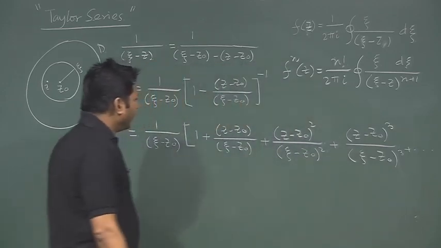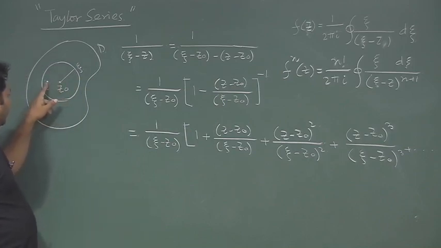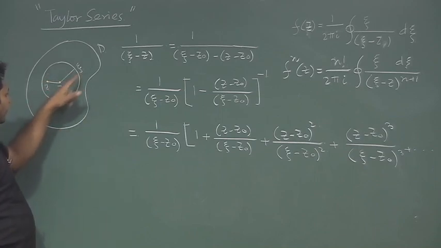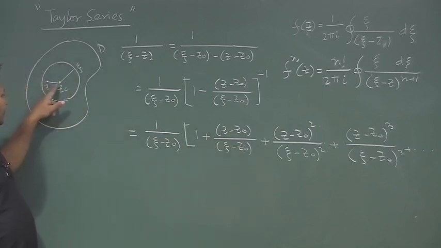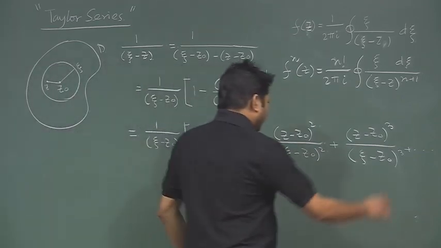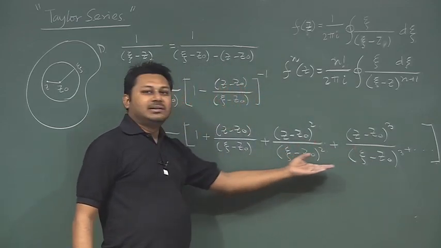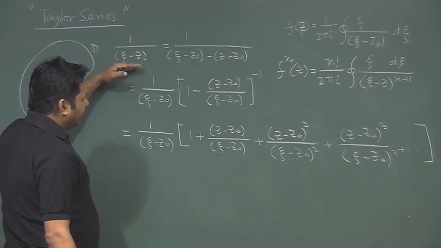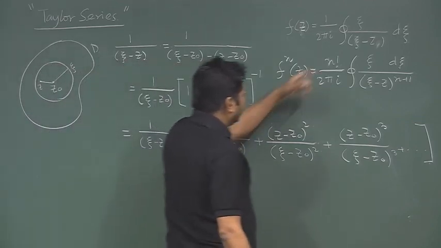cube and so on. Also, one thing we should note is that z minus z0 is this and xi minus z0 is this. So, z is inside. So, z minus z0 divided by xi minus z0, if I take the mod of that, it should be less than 1, because this quantity is less than this quantity. So it will be just less than 1. Then I have the ability to expand this in this way, as a power series. Now 1 by (xi minus z) is expanded in this way, and I can put this here.